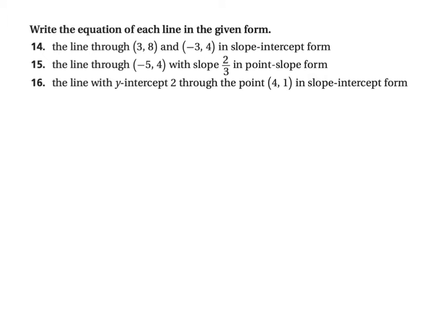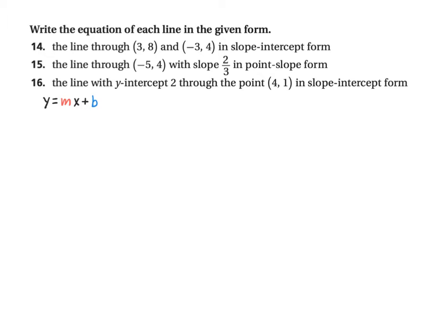Okay, so for 14, my plan is to show two different ways of doing this one. The first way I think is the more standard way of doing it, but I do want to show a second method. So the first one is to really use the slope-intercept form. So y equals mx plus b. And so in the end here, we need a slope and a y-intercept.